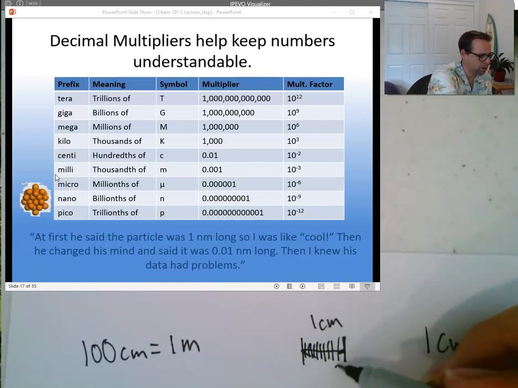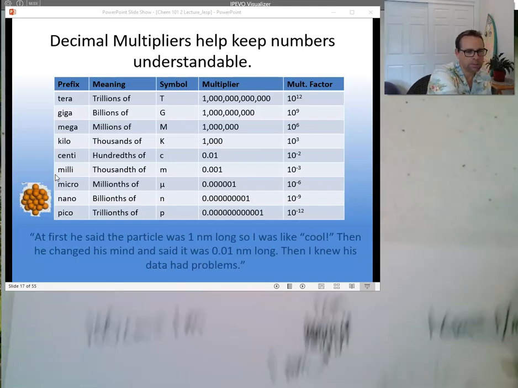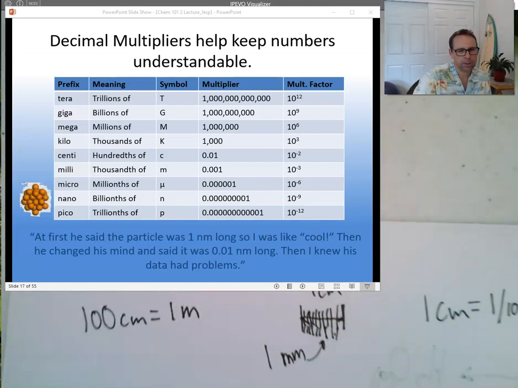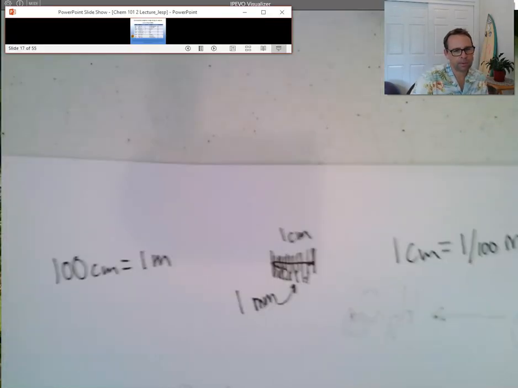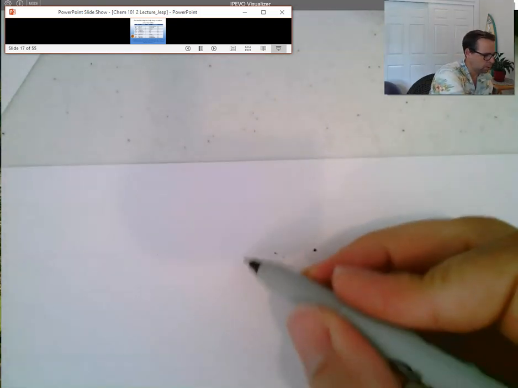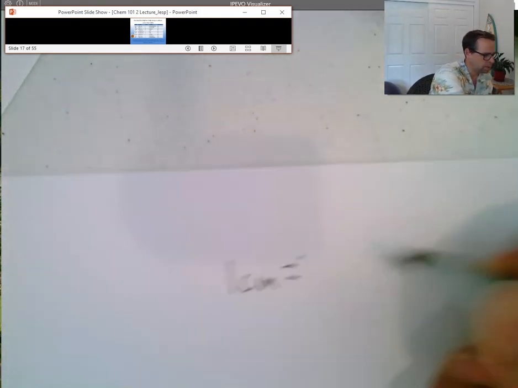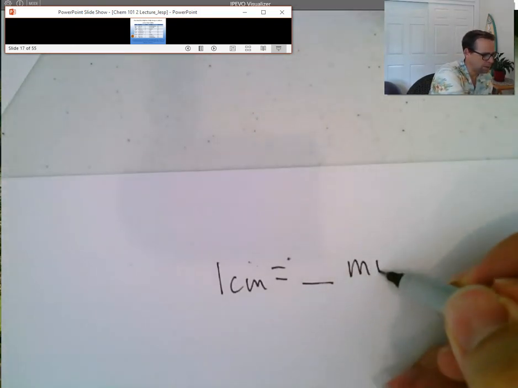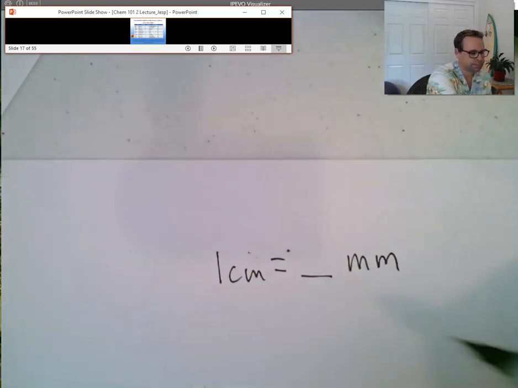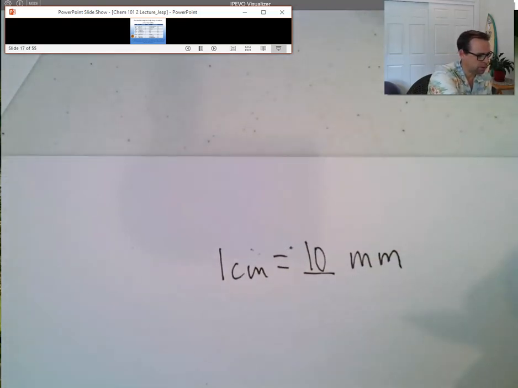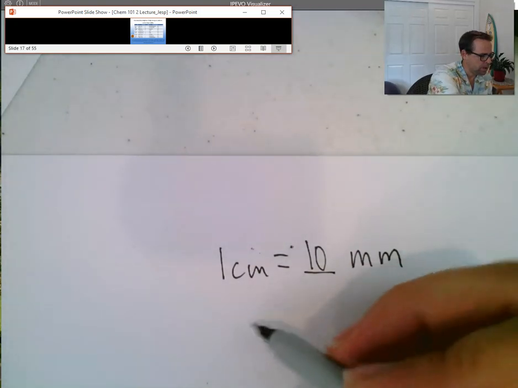Remember those little marks on the measuring stick? Yeah. Each one of those is a millimeter. 1 millimeter. Okay? Good. So, if I wanted to say 1 centimeter equals how many millimeters? 10. Very good. And what did we say?